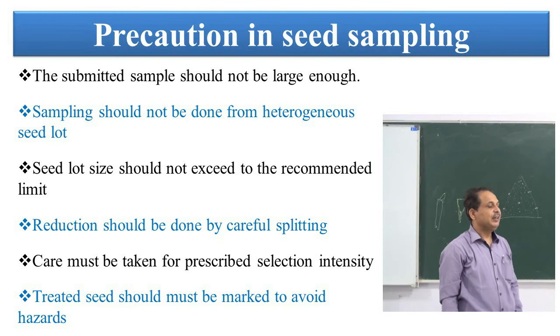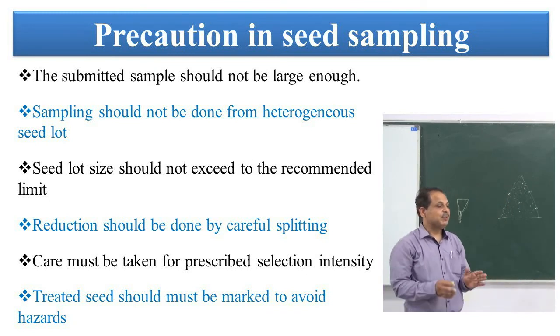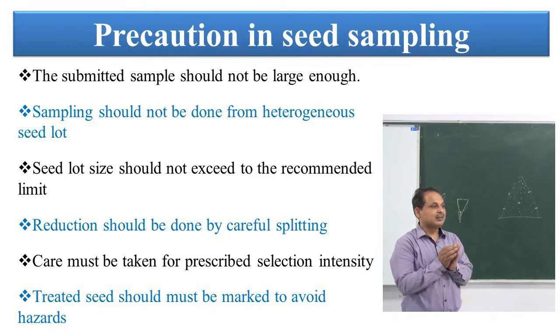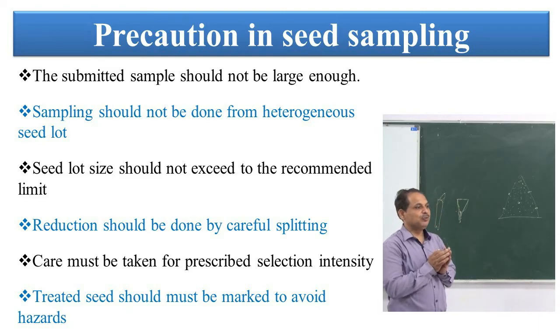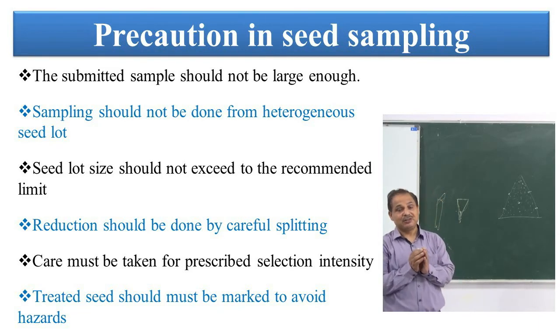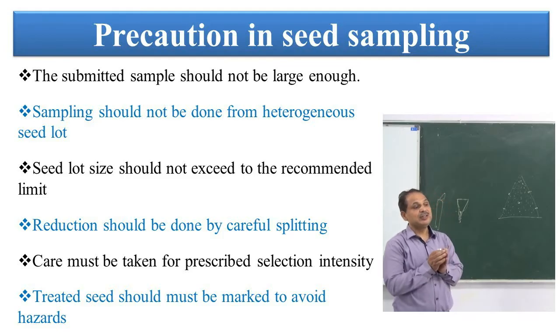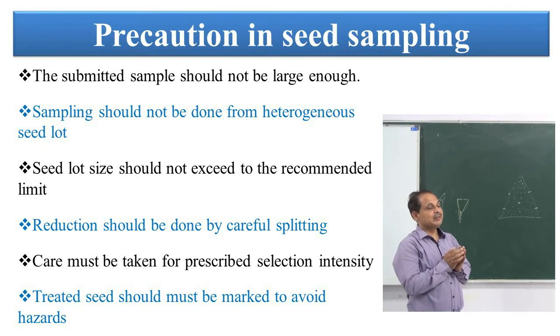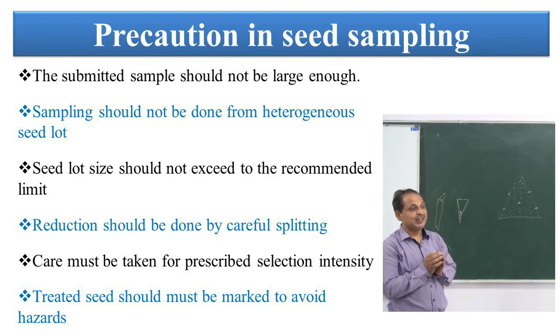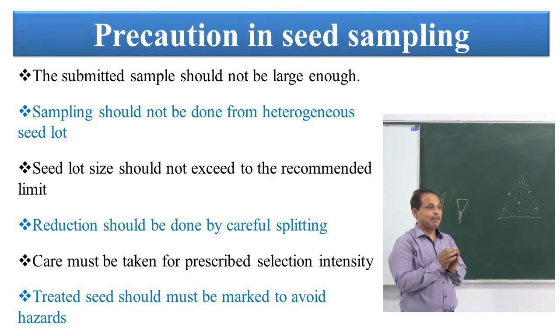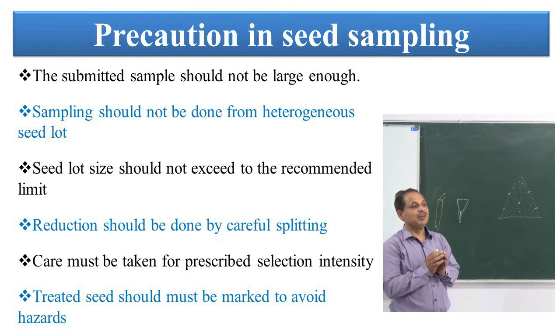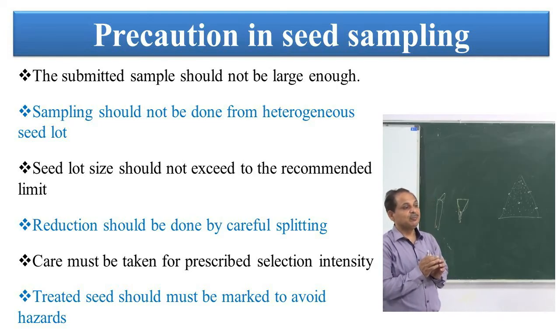The precautions in seed sampling must be maintained. The submitted sample should not be large enough, and the sampling should not be done from a heterogeneous seed lot. As we already told you while discussing the principles of seed sampling, the seed lot should not be heterogeneous, it must be homogeneous. So the sampling should only be done from the homogeneous seed lot. Seed lot size should not exceed the recommended limit.